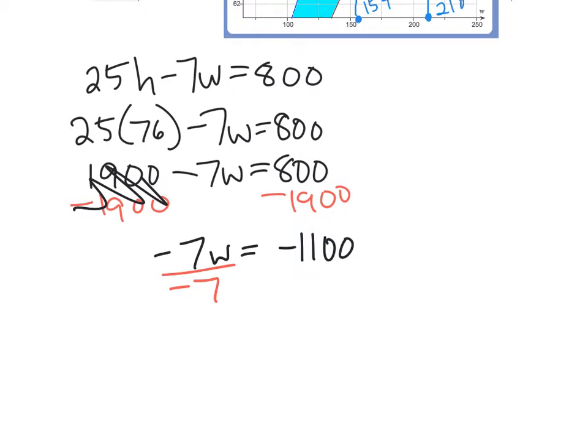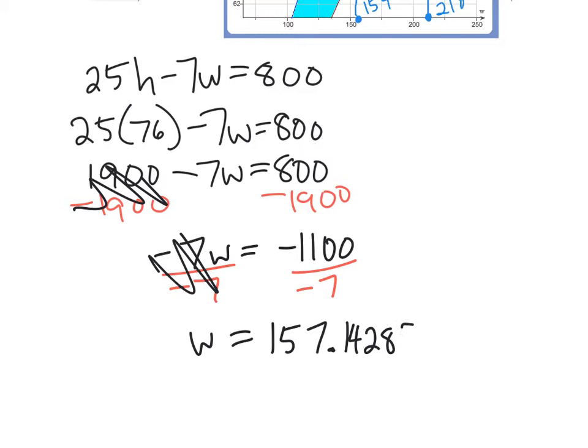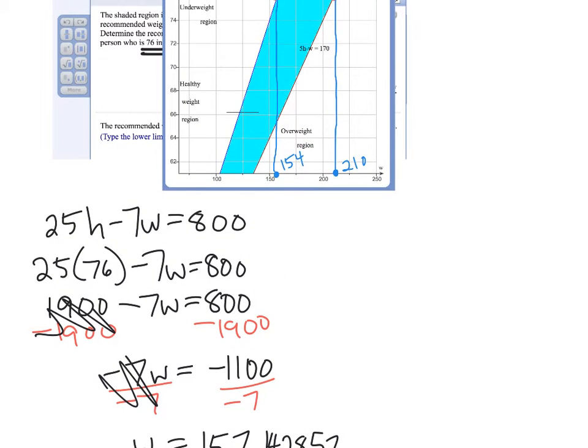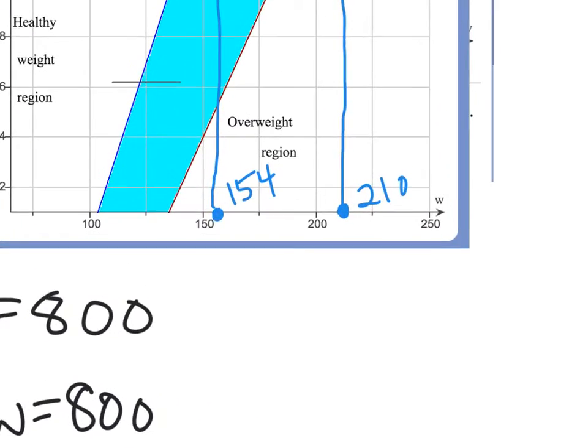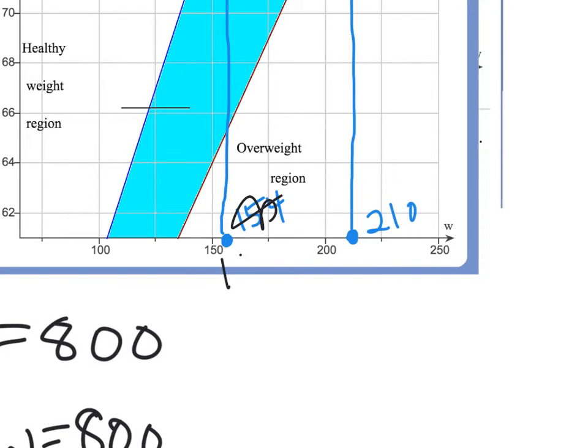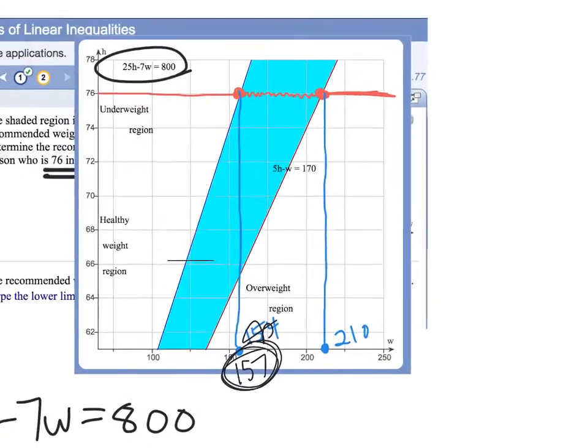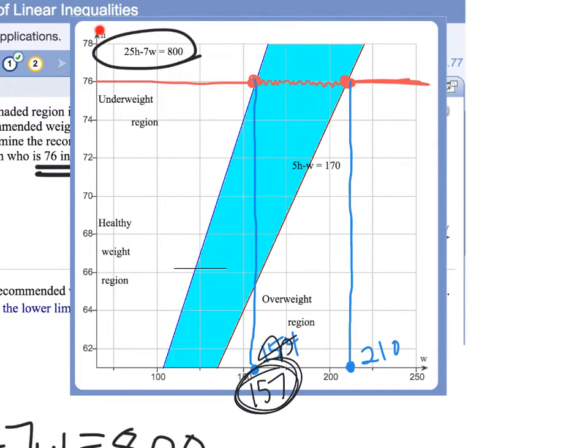So now I'm going to divide both sides by negative 7, and I get weight is equal to, because the negative 7's cancel, 1,100 divided by 7, and that gives me this ugly decimal, 157.14285. And so what I thought was about 154, it's really 157. Dang, I was actually pretty close. So this was really 157.